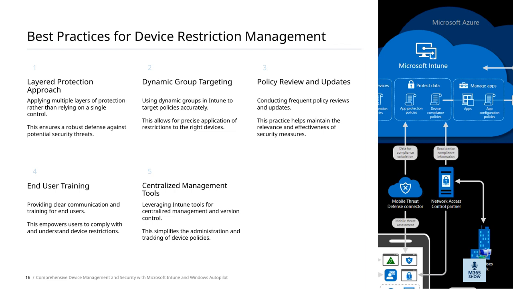Regularly revisiting our security measures ensures they stay relevant and effective against evolving threats. Policy review should be an ongoing process rather than a one-time effort. Another key point is using dynamic groups in Intune to target policies accurately. This allows us to apply restrictions precisely to the right devices, reducing errors and improving overall management efficiency.